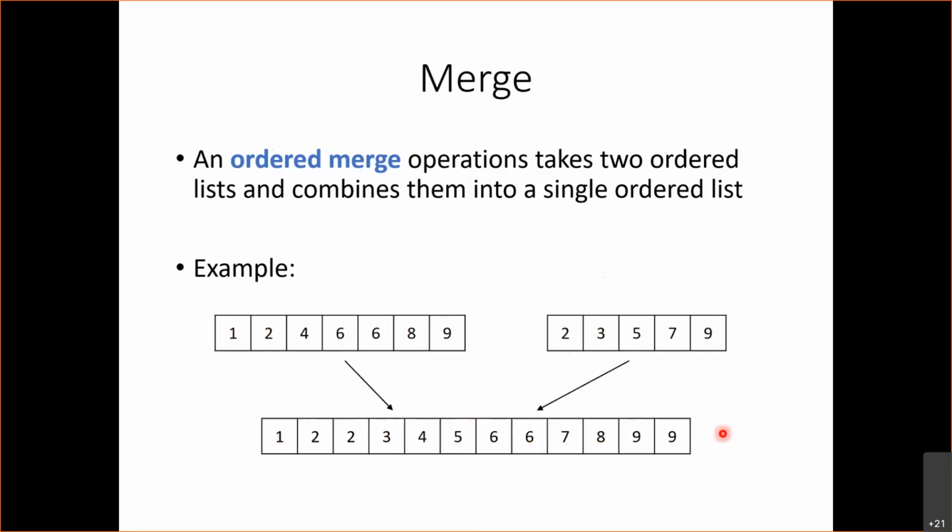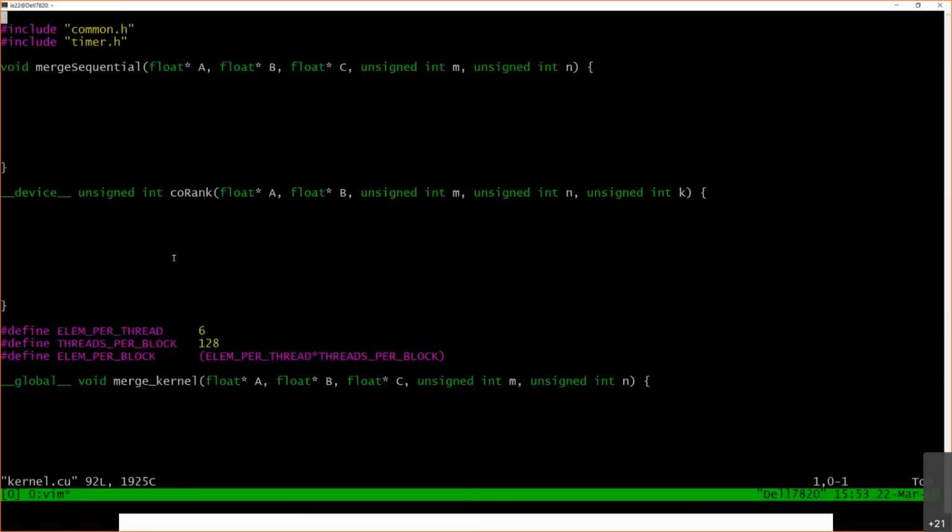And before we talk about how to parallelize merge, I first would like to implement with you a sequential merge. Okay, so let's go to the code. This is the code we're going to be using to implement merge throughout this lecture. And first, I have this function merge_sequential that does a sequential merge.